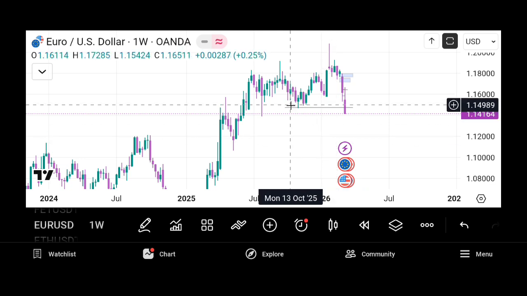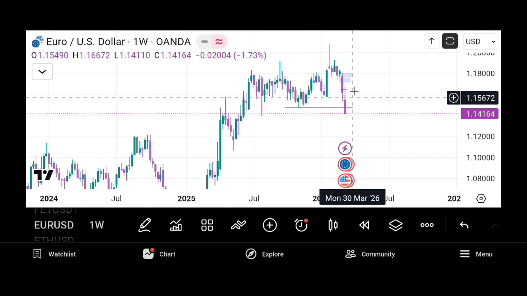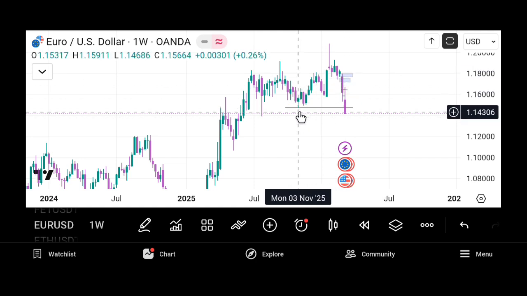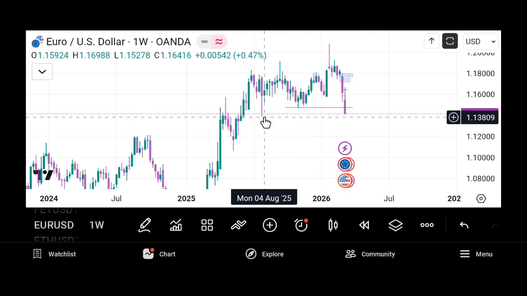So the long-term draw on liquidity has been taken right here on EU. Watch the last video, I talked about this low being the long-term liquidity. And here, what are we expecting going forward? So right here now we are bearish, and this low is a target to be taken.